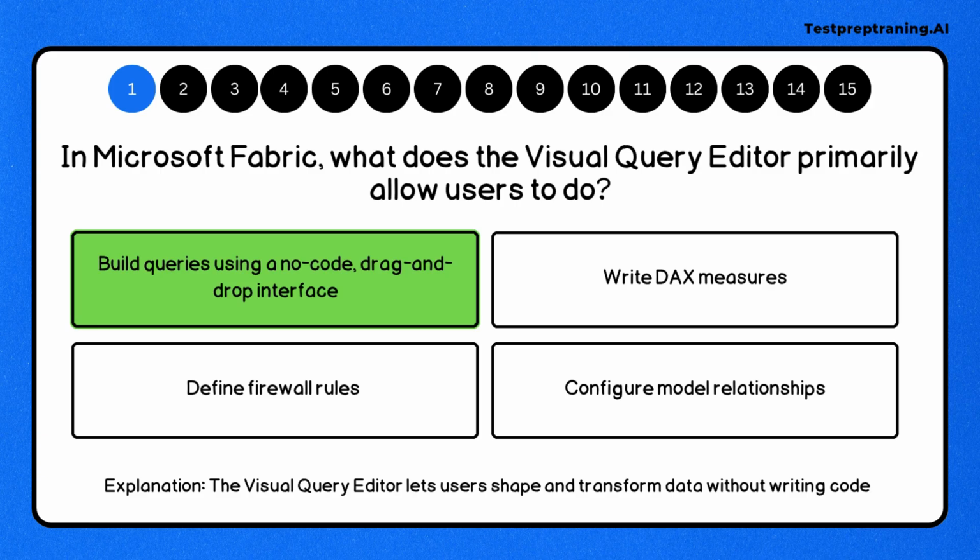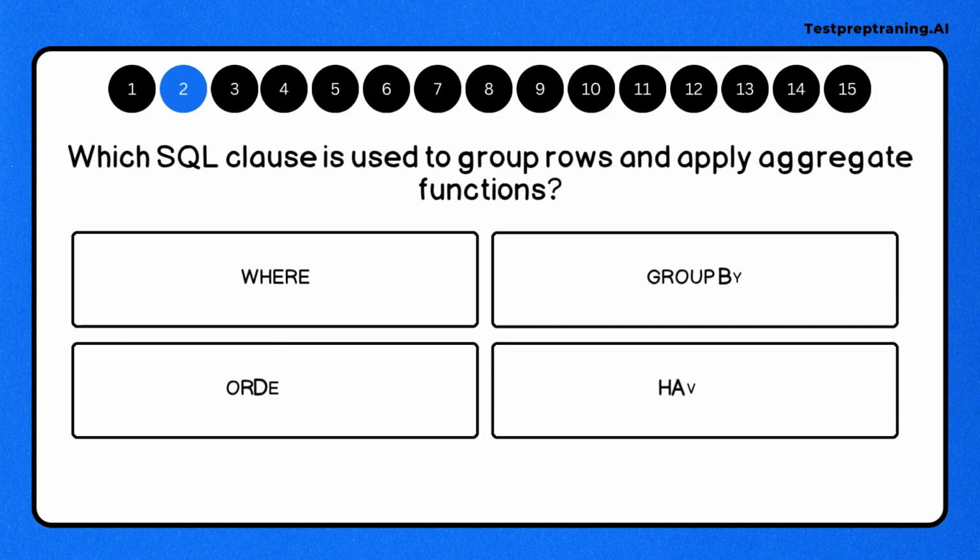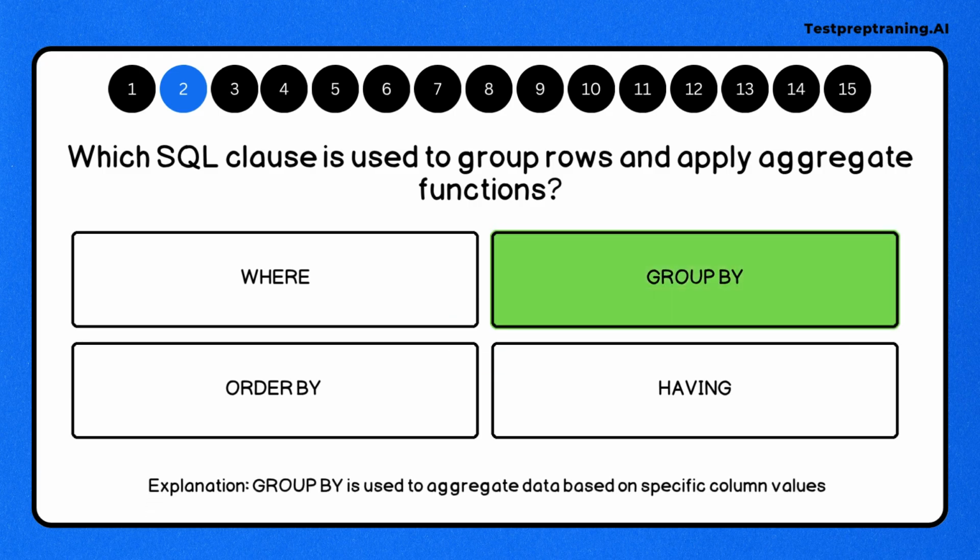data without writing code. Question 2. Which SQL clause is used to group rows and apply aggregate functions? Correct answer is GROUP BY, as GROUP BY is used to aggregate data based on specific column values.